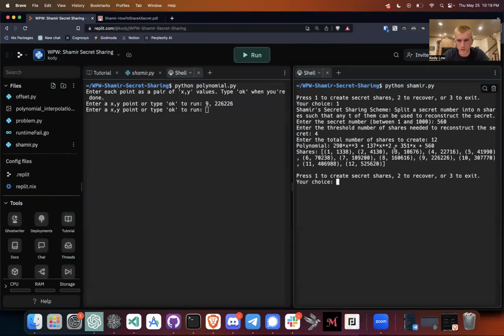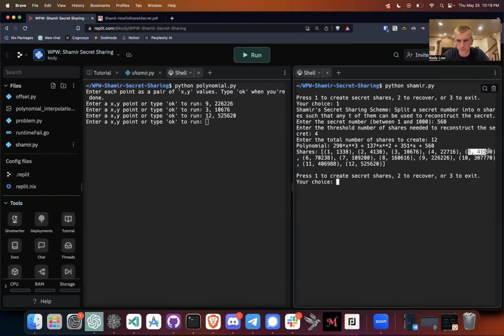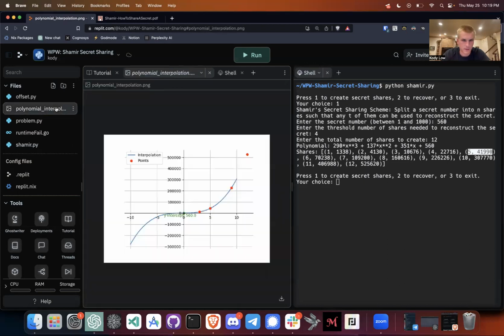So let's try 9, 3, 12, and 5. This might work. Really hope it does. Oh, it was too big, I think. Oh, no, there it goes, right? So we see here, like I drew the thing. Oh, I just have it split off there, right? We see here that the y-intercept is 560, right?